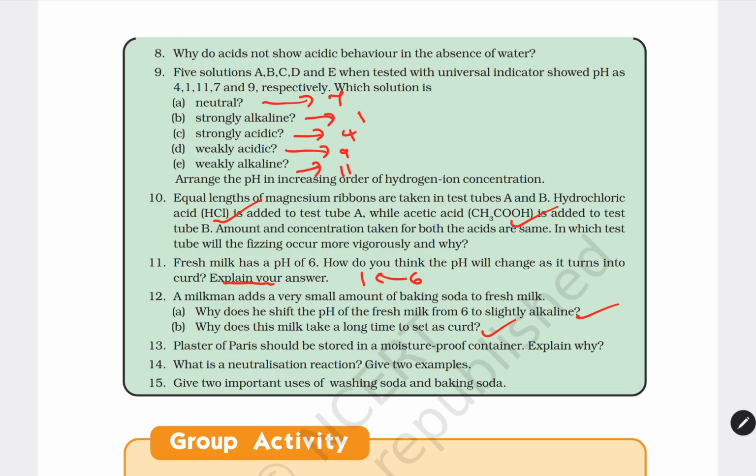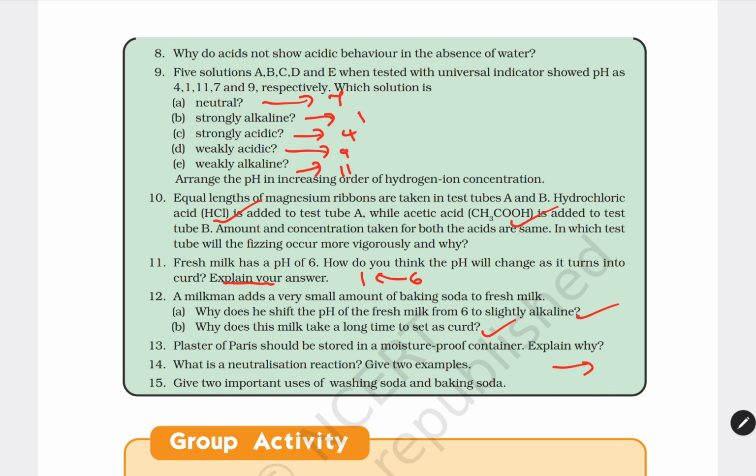13th, why should plaster of Paris be stored in moisture-proof containers? So you know POP, that is CaSO4·½H2O, absorbs moisture and reacts with water forming gypsum CaSO4·2H2O, which hardens and becomes unusable. That's why we have to store it in an airtight container.